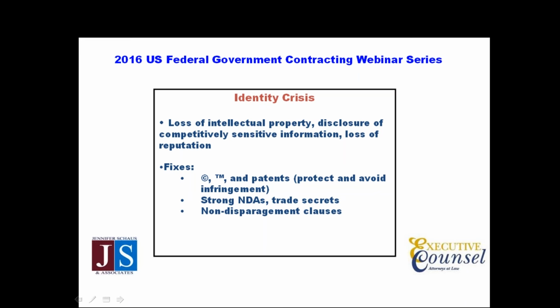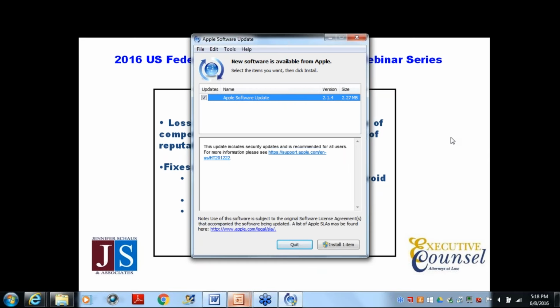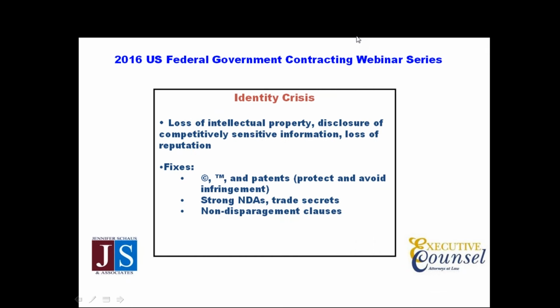You want to make sure that you have very strong non-disclosure agreements or confidentiality agreements with everybody, with all of your business partners, with all of your customers, joint venture partners, teaming partners, your employees, whoever is doing business with you, so that you make sure that all of your confidential information is adequately protected and your trade secrets are not infringed upon. And also you want non-disparagement clauses with your key employees as well as your partners. You don't want to be in a position where you have a disgruntled employee who's out there bad-mouthing you.